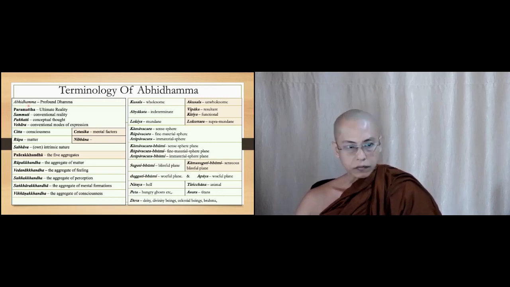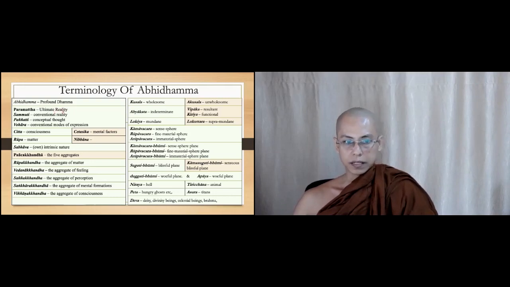We already discussed these terms in lesson 1. Abhidhamma is a profound Dhamma. Compared to the Sutta teaching, this is the profound Dhamma. That's why the word Abhidhamma is translated as profound Dhamma. And then when we studied the two truths, Paramattha and Sammuti, we already met them.